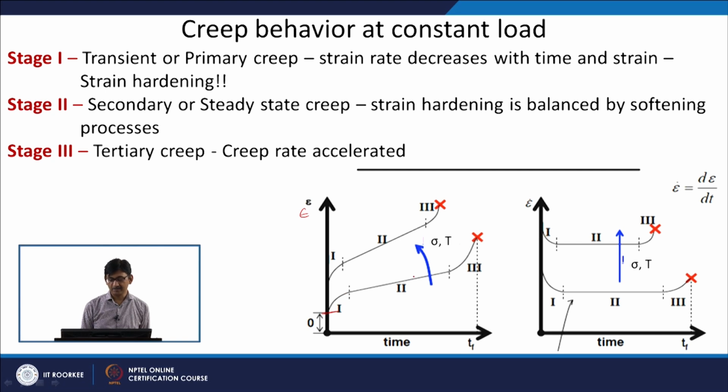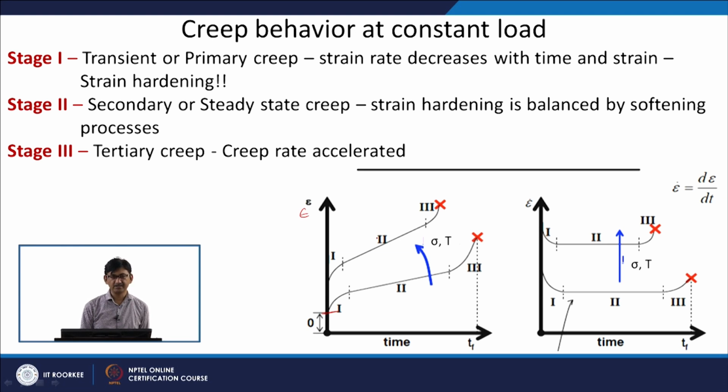Then it shows what we call a steady state behavior, that is the second stage. The strain varies as a function of time in a linear manner, and then you have another transient condition, that is called the tertiary stage, the third stage. In this case, the strain accelerates as a function of time. If you see the slope here, the slope is continuously increasing, and then you will have fracture.